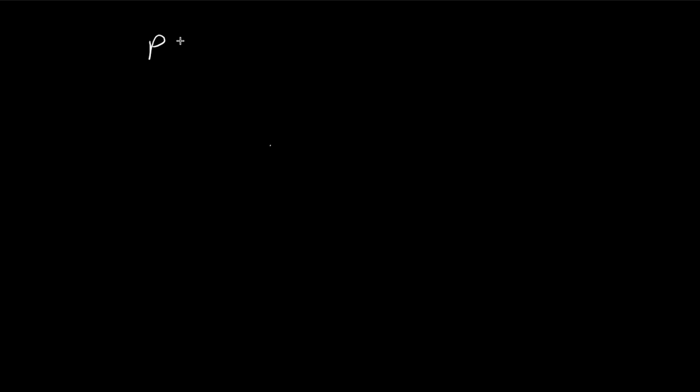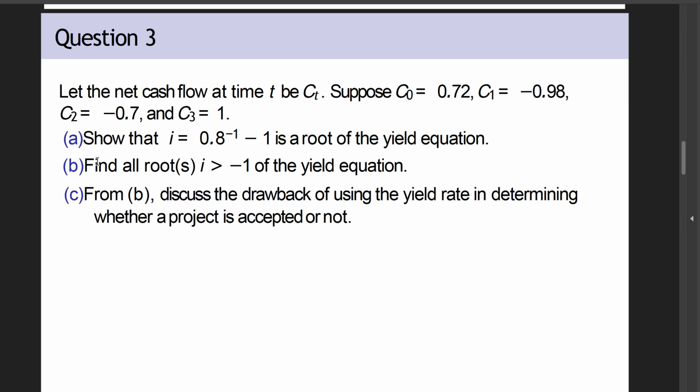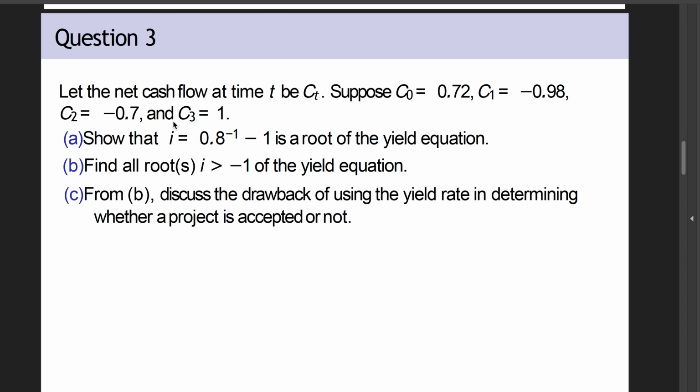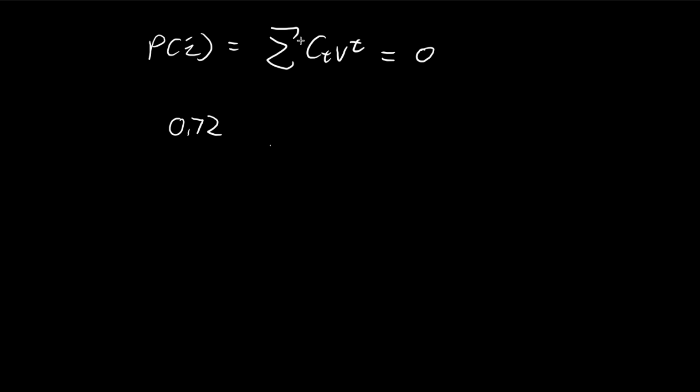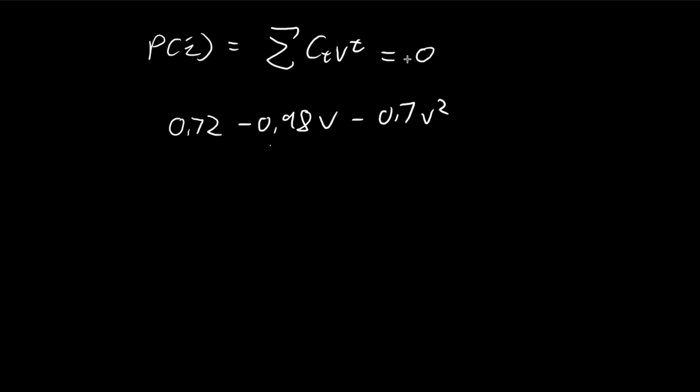So remind ourselves that the yield equation is such that the sum of all present values of all cash flow is equal to 0. And then for all the cash flow that we have: 0.72 at time 0, negative 0.98 at time 1, negative 0.7 at time 2, and then a final cash flow of 1 at time 3.